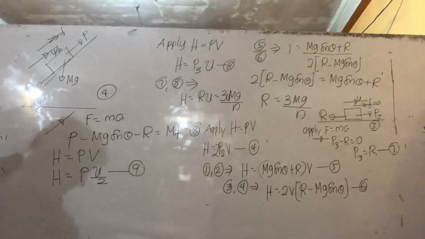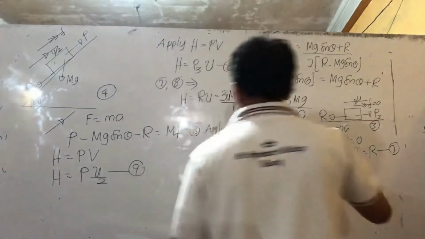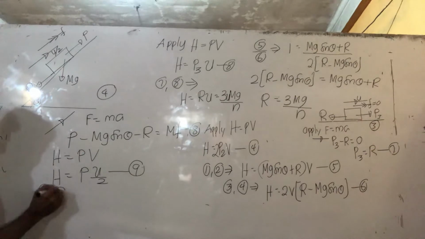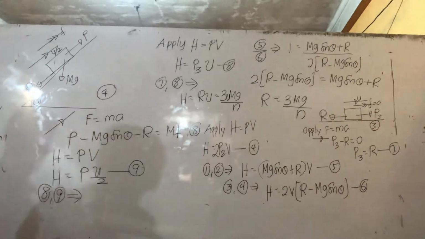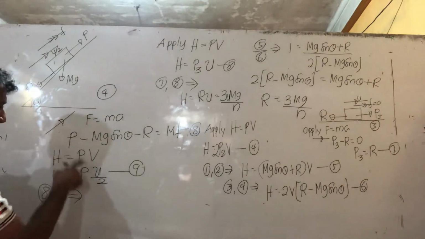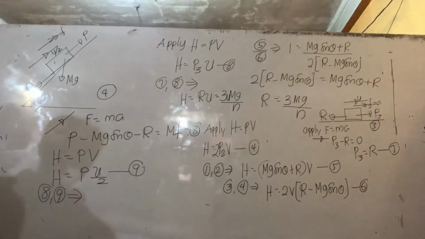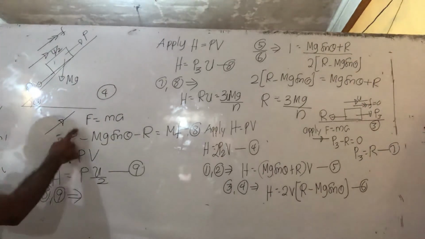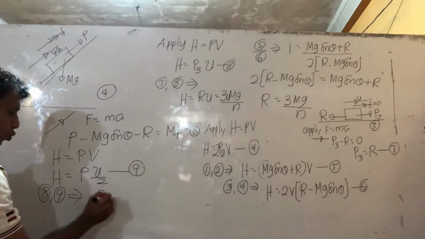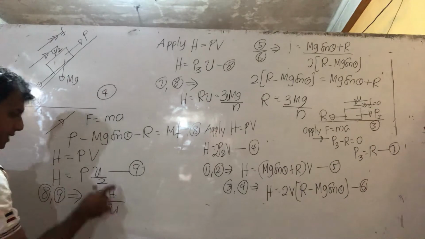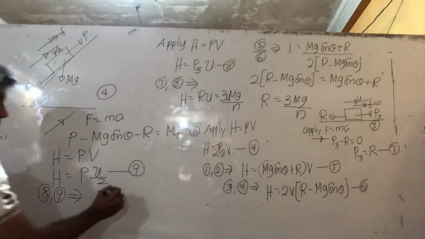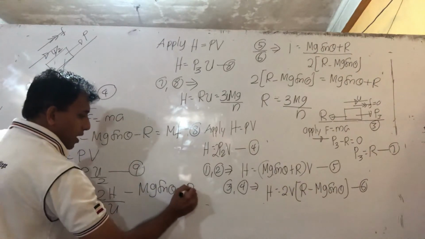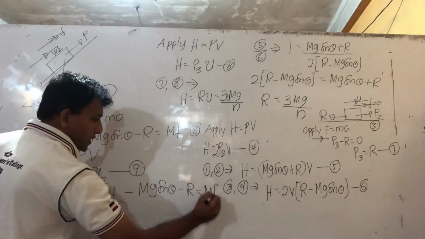That's all applied maths. Now solve, pure maths ideas. Can I take the 8 and 9? 8 and 9 gives you what? So here remove the P. Can I say P is 2H over u? Otherwise substitute the P there. So I can write for this, P is 2H over u. Take the P and put it, right? Minus capital Mg sine theta minus capital R equals mass into acceleration.